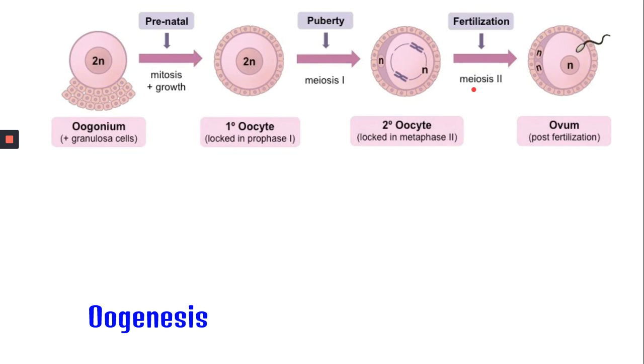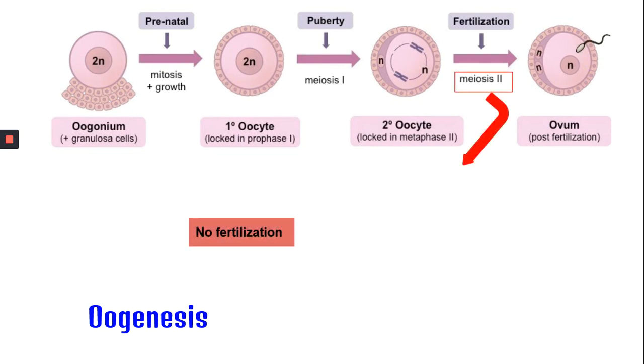Luckily, if the secondary oocyte comes in contact with a sperm, immediately it will complete its meiosis 2, and once meiosis 2 is done, it will be ready for fertilization, and this egg cell will no more be an egg cell, it will become a zygote as the sperm's nuclei will fuse. So N and N will become 2N.